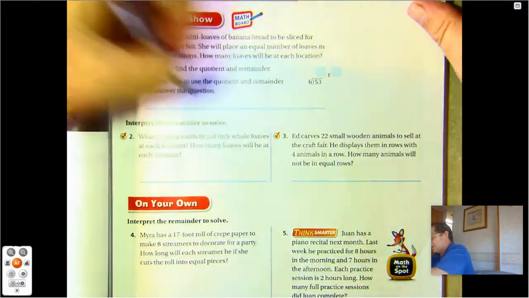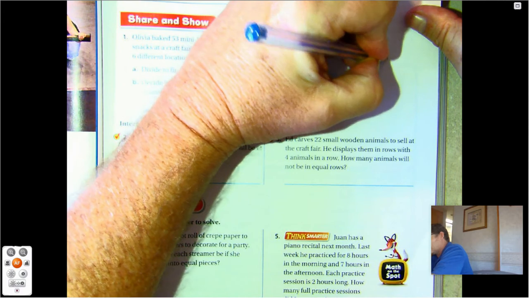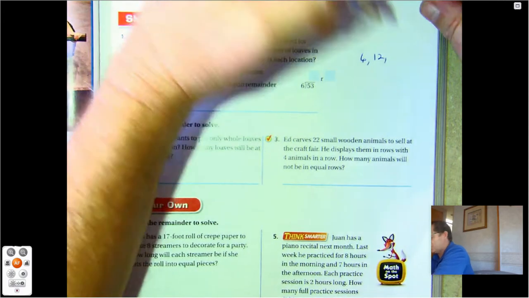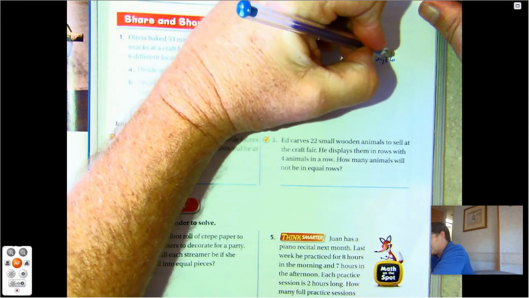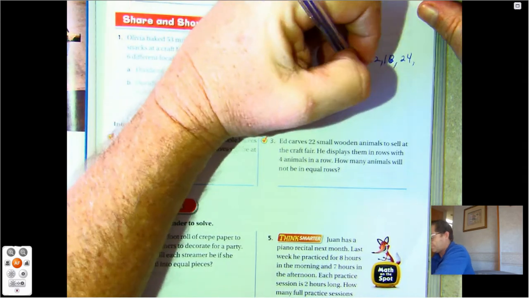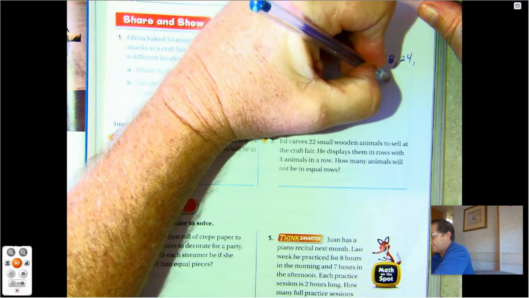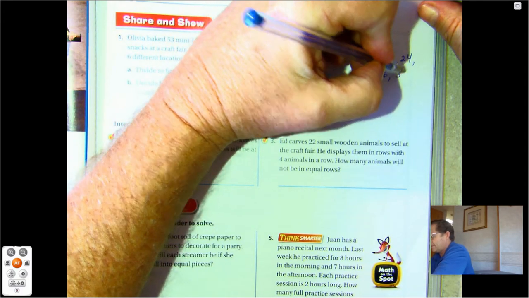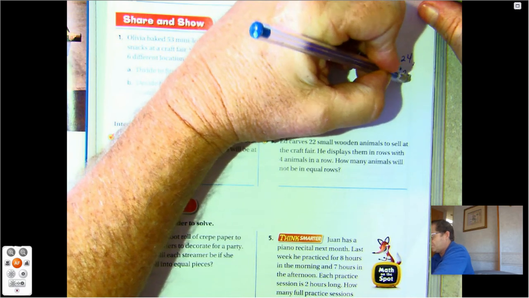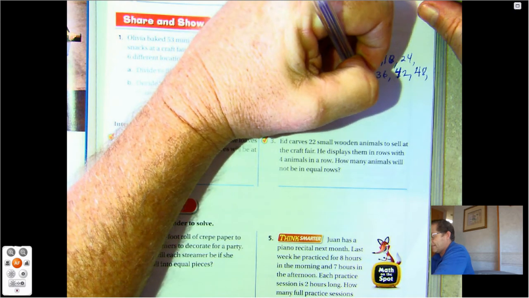So 6 times 1 is 6. 6 times 2 is 12. 6 times 3 is 18. 6 times 4 is 24. 6 times 5 is 30. 6 times 6 is 36. 6 times 7 is 42. 6 times 8 is 48. 6 times 9 is 54.